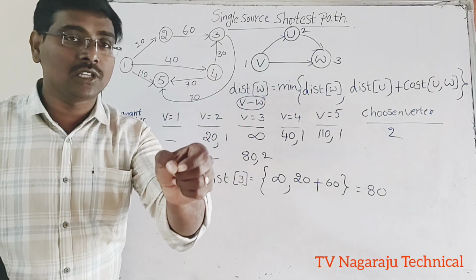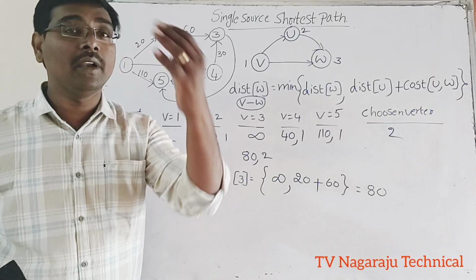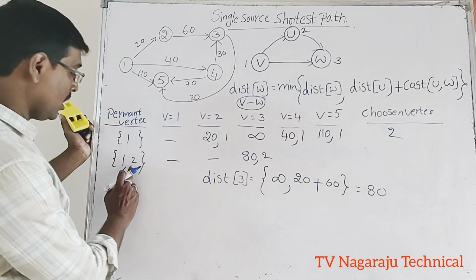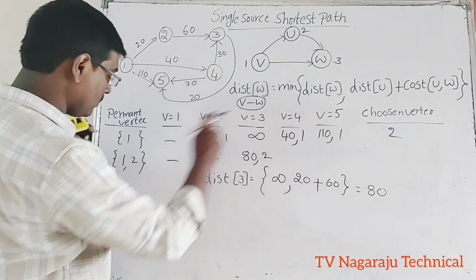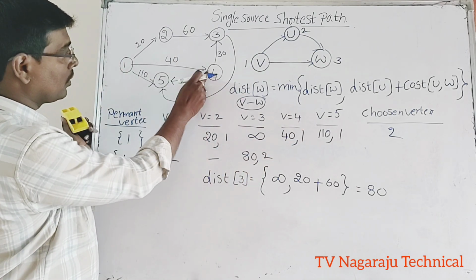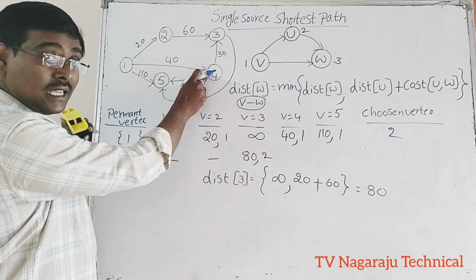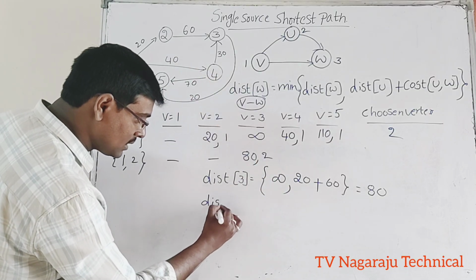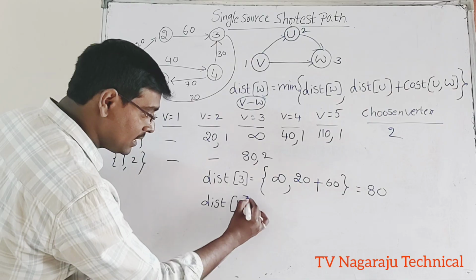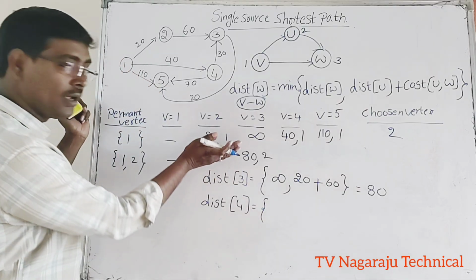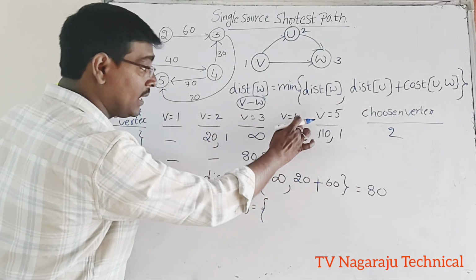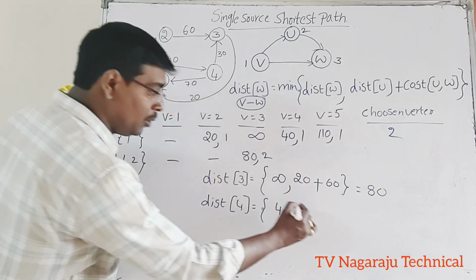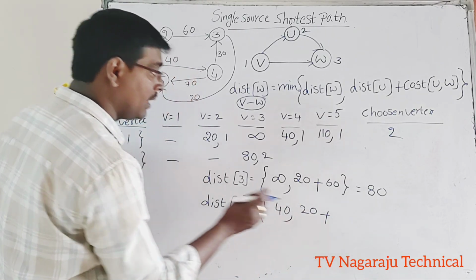So first the direct distance, in the next iteration one intermediate. If it is not possible, in the next iteration another intermediate. Anyway, check. Now 2 to 4. Is any edge there? No. Even so, if you want, you can write the formula also. That is not a problem. See, distance of 4 is equal to, you can write each and every formula. What is distance of 4? 40 plus, up to 2, the cost is 20.